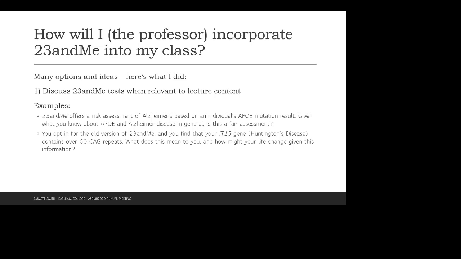Another interesting discussion is to think about the older version of 23andMe that did allow people to look at Huntington. Currently you do not see your Huntington allele in 23andMe, but you used to be able to opt in to see that. So after we talk about Huntington disease and the effects that it has on people who are affected, what does that mean to you, the student, if you were to find out you had the allele that had over 60 CAG repeats?